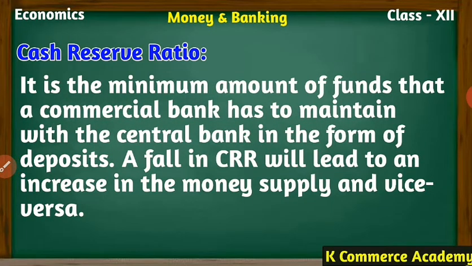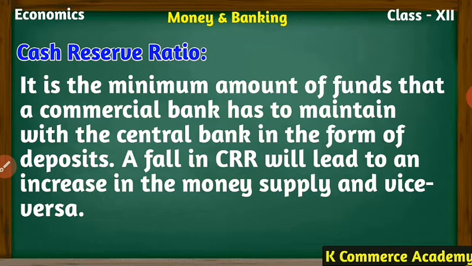CRR, cash reserve ratio, is the minimum amount of funds that a commercial bank has to maintain with the central bank, in the form of deposits. A fall in CRR will lead to an increase in the money supply and vice versa. Of the total deposits available with the commercial banks, some percentage has to be kept with the central bank. Every commercial bank has to maintain its minimum prescribed amount in the form of deposits with the central bank.